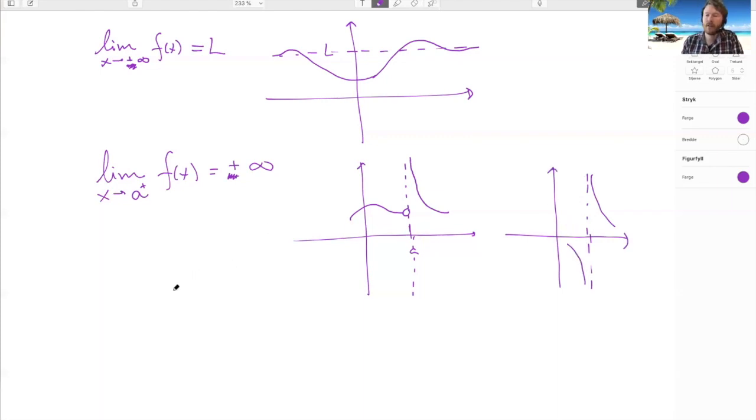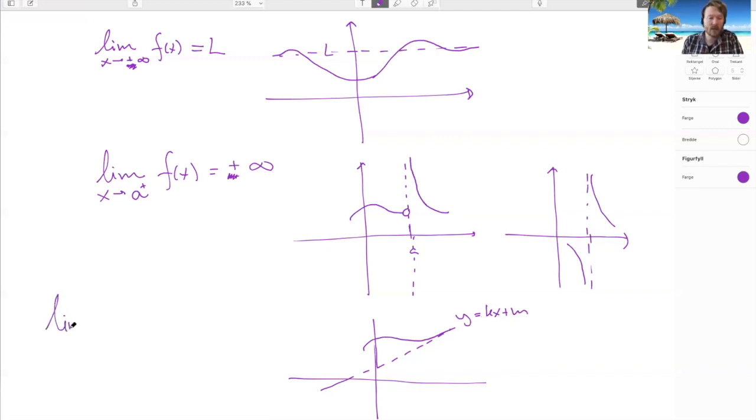And finally, there are what we call skew asymptotes. Skew asymptotes are what you get when your function gets closer to some skew line. So let's call this y equals kx plus m. If your function approaches this line when x tends towards infinity, you have this skew line as an asymptote, a skew asymptote or an oblique asymptote.